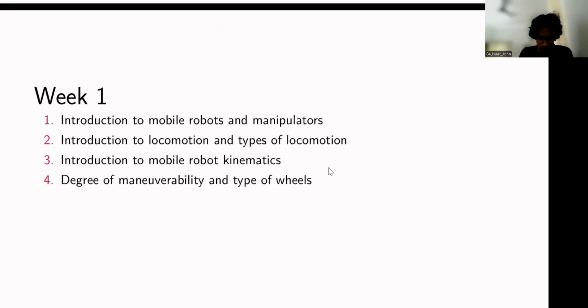Without further delay, we'll get on with a brief review of all the topics, starting from week 1. In week 1, we gave a very brief introduction to mobile robots and manipulators. Typically, robotic systems can be classified as mobile robots or manipulators based on their mechanical architecture, and based on their end effect on the environment.